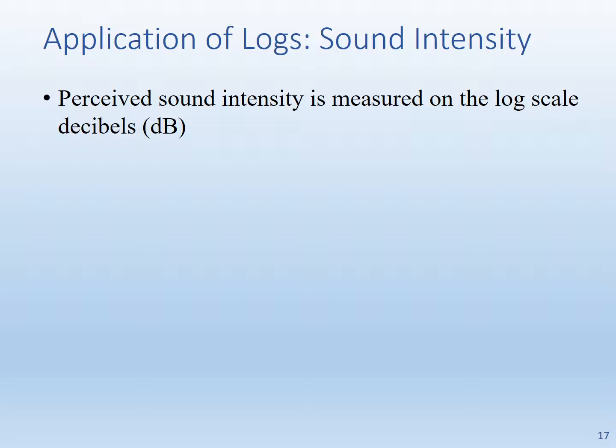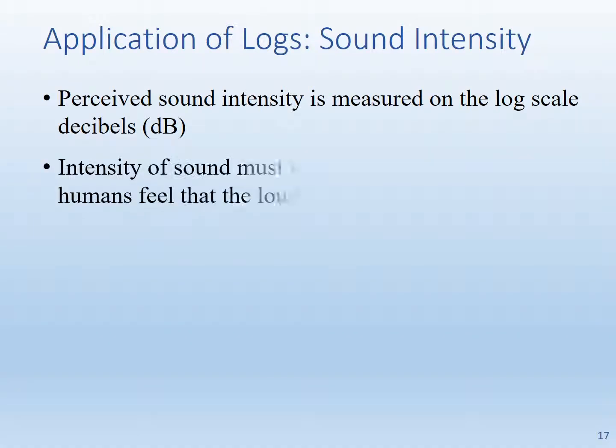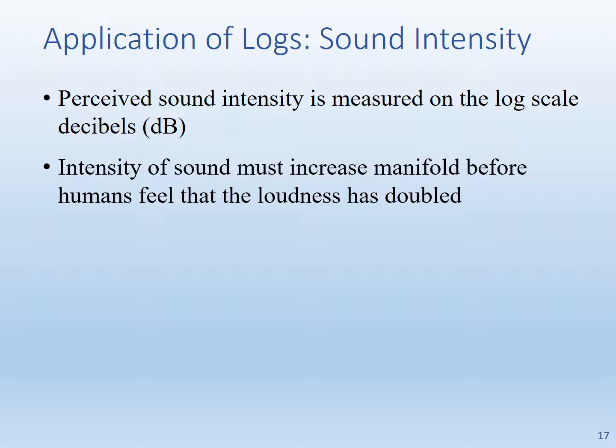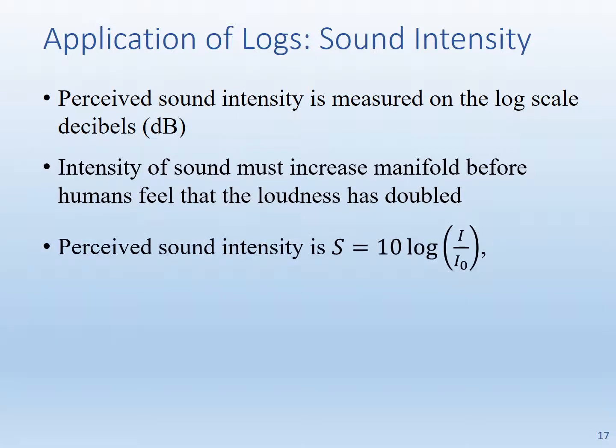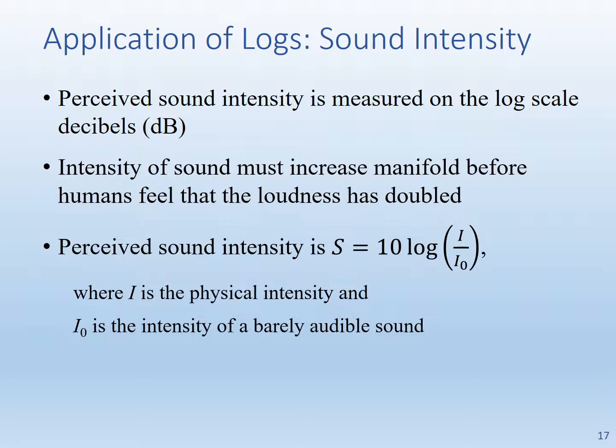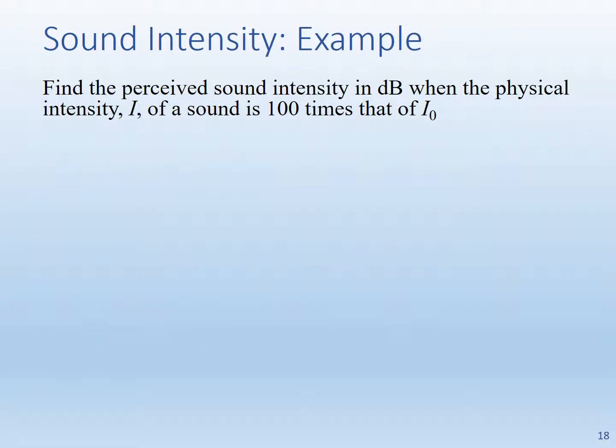Sound intensity measured in decibels provides another application of the log scale. Humans can't detect the difference between sound intensities very readily, so a log scale is used. The perceived sound is given by this formula here, where the I is the actual physical intensity of the sound, and I naught is the intensity of a barely audible sound. In this example, we need to find the sound intensity in decibels when the sound is 100 times that which is barely audible, I naught. So we use the formula for sound intensity.